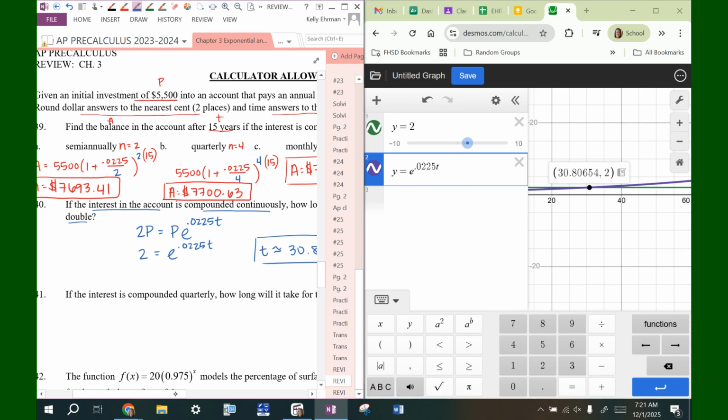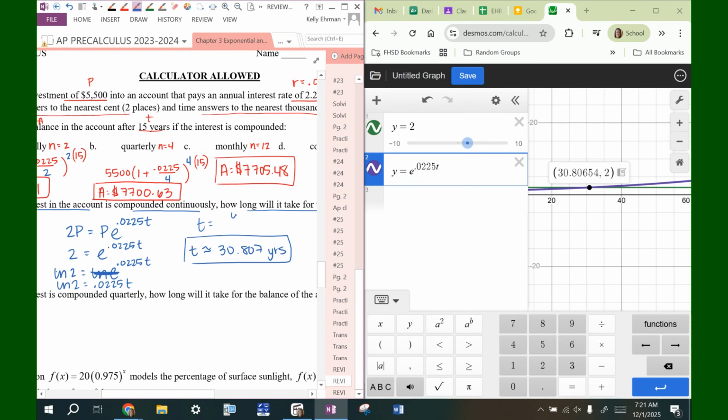What if you're having trouble solving by graphing, or you just don't like doing it that way? Remember, you can say you're going to natural log both sides. So natural log of 2 equals the natural log of e to the 0.0225t. This is an inverse operation that cancels out here, so that it's natural log of 2 equals 0.0225t.